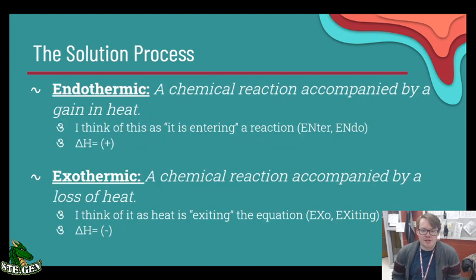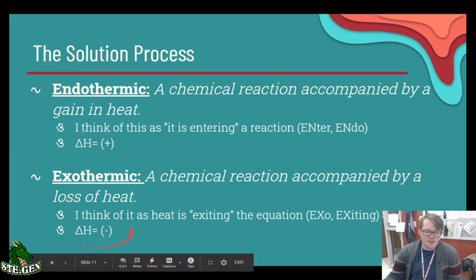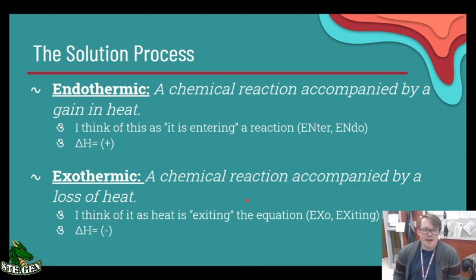So endothermics are chemical reactions accompanied by a gain in heat. Think of it as entering. Exothermic is a chemical reaction accompanied by a loss of heat. Think of it as exiting or leaving the reaction. And then for endothermic, the change in heat or the change in all of those energies will be positive, and for exothermic, the change will be negative.